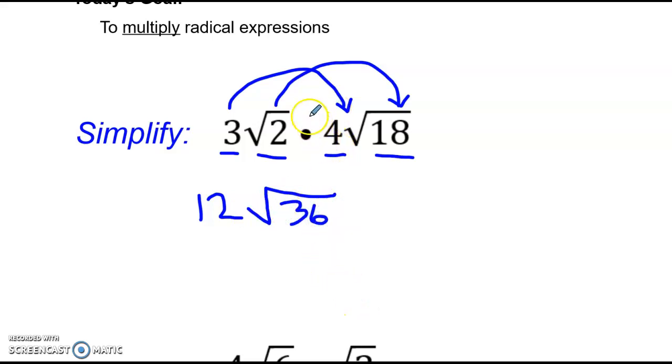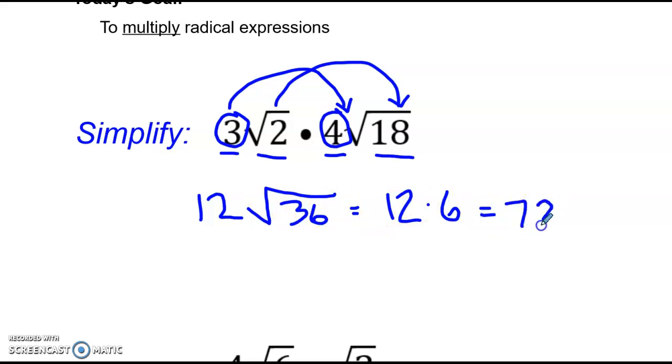So again, all we've done here is I take the coefficients, 3 and 4, and we multiply those. So whatever's outside the radical, we multiply that, 3 times 4. And then we multiply what's inside the radical. 2 times 18 gets us to 36. From here, we see if we can simplify the radical, which in this one we can. We have 12 out front. Root 36 simplifies to 6. So this just becomes 12 root 36, just becomes 12 times 6, which is 72. So there's our first answer.